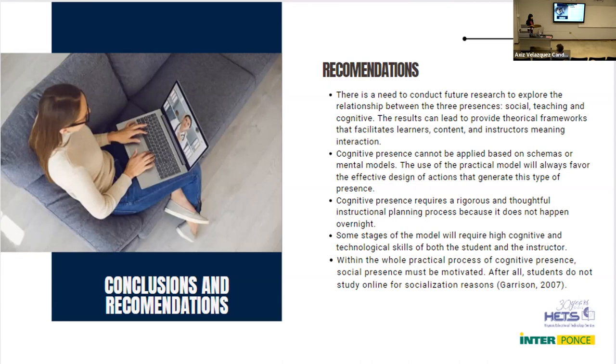So in the video conference, when the student participates, I don't want them to just turn on the computer and walk away. There are ways that we can promote the engagement of the students. Also, cognitive presence cannot be applied based on schemas or mental models. The use of a practical model will always favor the effectiveness of designing these actions to generate this type of presence. And it also requires a rigorous and thoughtful instructional behavior.